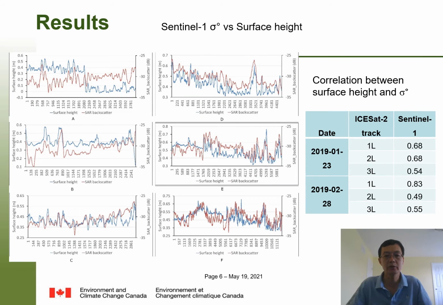And here I show you the comparison of the Sentinel-1 intensity versus the surface height from the ICESat-2. And the correlations at these two dates are along three tracks of 2 days here, ranging from 0.5 to 0.8.